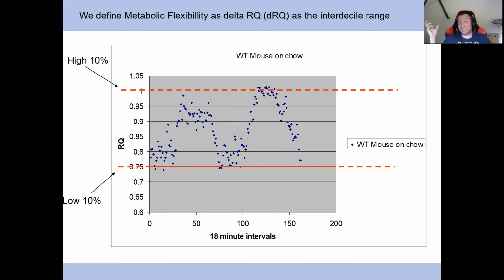First thing is we need to define metabolic flexibility. And for my purposes, I've used the interdecile range. And there's a few reasons for this, which I'm not going to go into at this point. I'm just telling you what the definition is. But it's essentially the highest 10%, the lowest 10%, you subtract the low from the high, that is your metabolic flexibility range.